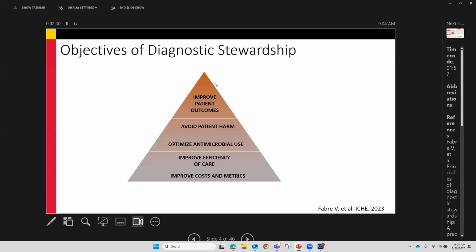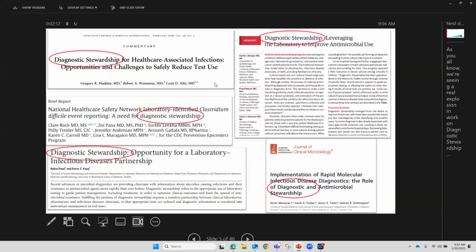Okay, this is just to emphasize the objectives of diagnostic stewardship, the top one really being improving patient care. The reason that I want to emphasize this is that I do think we often will do this because it improves costs and metrics. Like you can reduce costs in tests, you can make your HAI rates better, and that's all good. I think we should also try to make those numbers better, but really keeping patient care is the primary outcome.